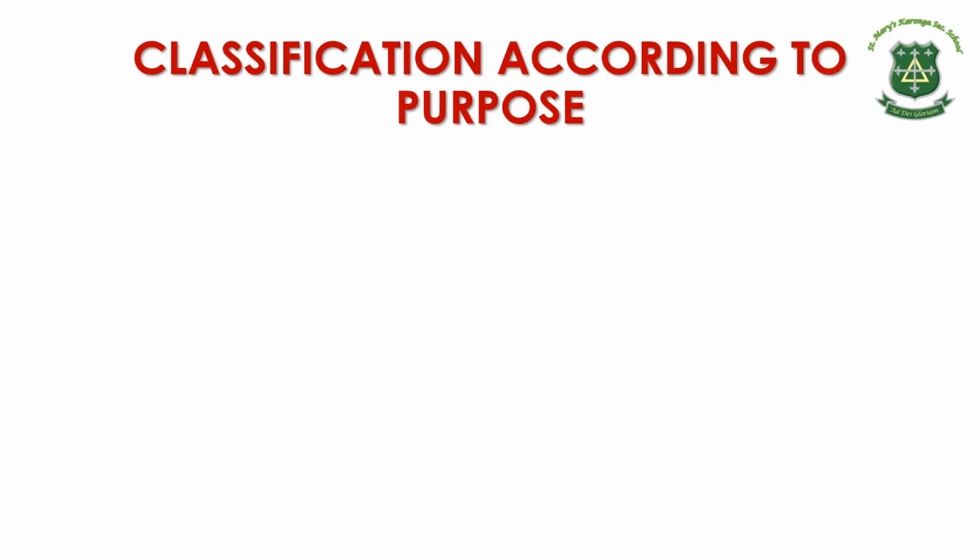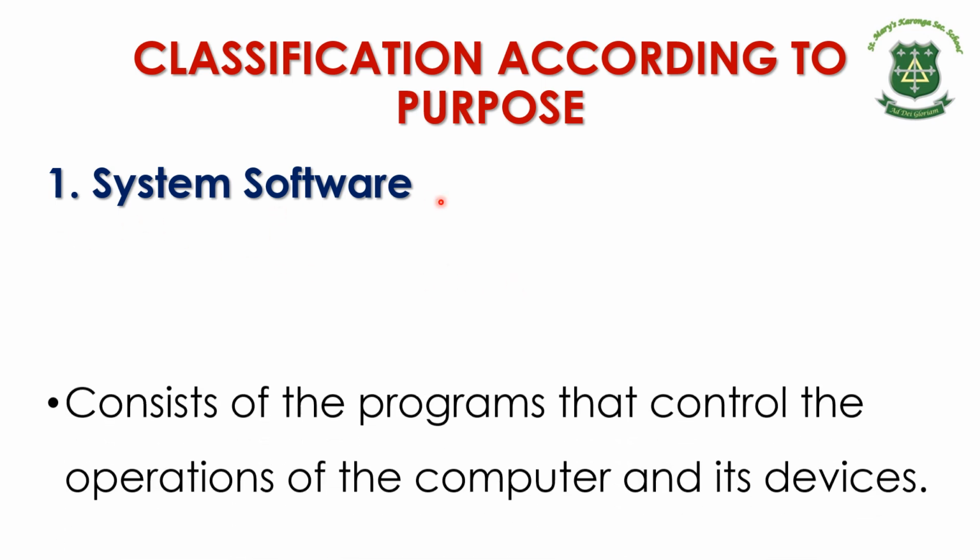Now, let's start, therefore, to classify computer software according to purpose. Number one is according to purpose. So according to purpose, number one, we have the system software. The first class is the classification of computer software according to purpose. So number one, we are looking at the system software.